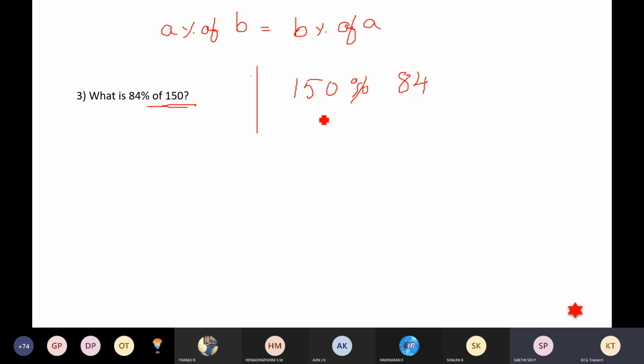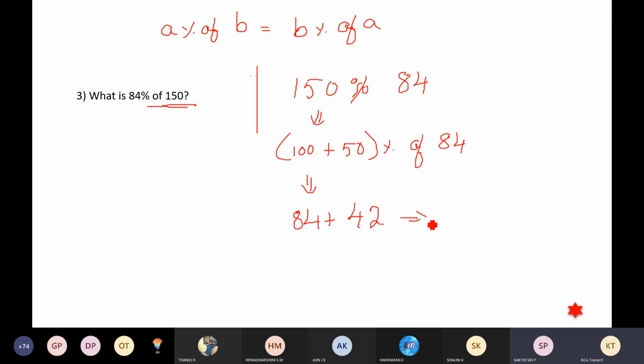150 percentage of 84 will also give me the same answer. Correct. Now 150 percentage can be written as 100 plus 50 percentage of 84. What is 100 percentage of 84? It's 84 as it is. What is 50 percentage? Half of it, so 42. So total answer is 126. Clear everyone? Excellent then. Super.